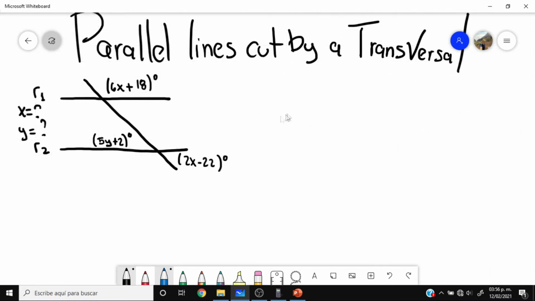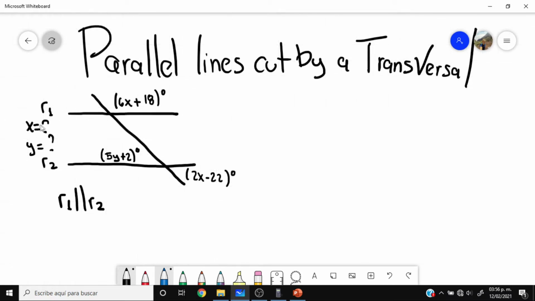So let's do this problem. In this case, we're going to have the line R1 and the line R2. One thing that I forgot to mention is that those two lines must be parallel. And we need to find the variable x and the variable y. So we have this configuration over here. I have this angle over here, this one over here, and this one over here.